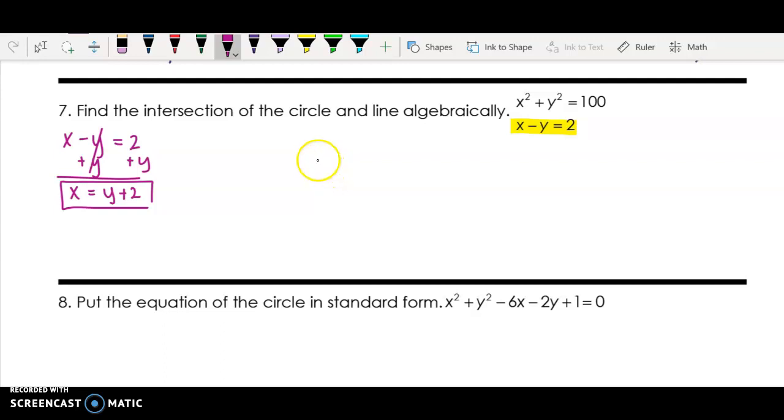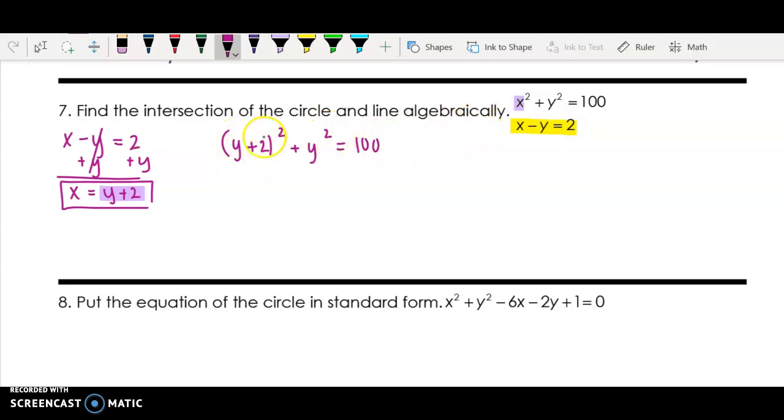The next step is to substitute this expression, this y plus 2 expression, into the other equation that was given in the place of x. So this is an equivalent expression for x, and so I can replace x in the other equation with it. So that's what I'm going to do now. So I'll have y plus 2 quantity squared plus y squared equals 100.